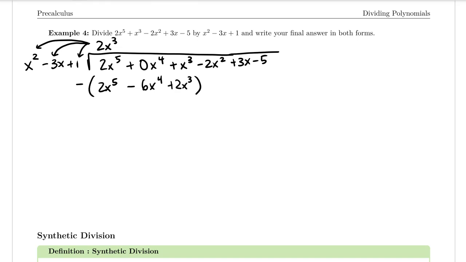Now I'm going to close off my parentheses, and I'm going to subtract vertically. 2x to the 5th minus 2x to the 5th is 0. 0x to the 4th minus negative 6x to the 4th is positive 6x to the 4th. And then x cubed minus 2x cubed is a negative x cubed. Now I'm going to go ahead and drop down this term. I'm also going to get rid of the 0 again. Doesn't make a difference there.